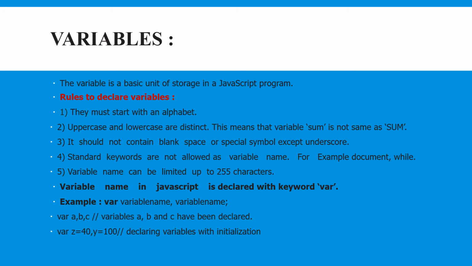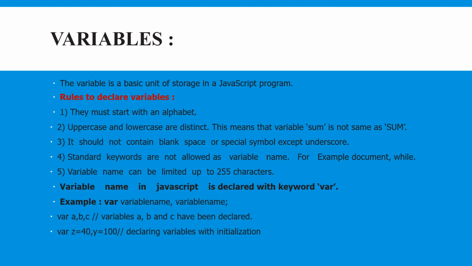Now what are the rules to declare the variables? Variables must start with an alphabet. It doesn't start with a number. Always you have to write an alphabet for defining the variable. Uppercase and lowercase are distinct. This means that the variable sum is not the same as capital SUM.